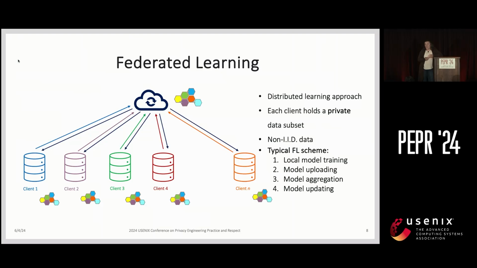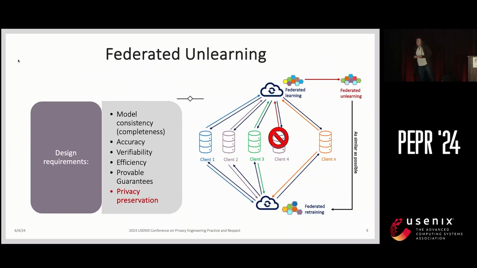And that becomes a challenge because a lot of the approaches that we use for machine unlearning do assume IID. Additionally, when it comes to federated unlearning, all of the requirements that we had for machine unlearning in a centralized setting still apply, but we still want to maintain the privacy of each subset on the client's local storage space.